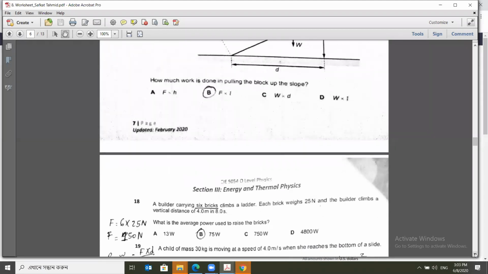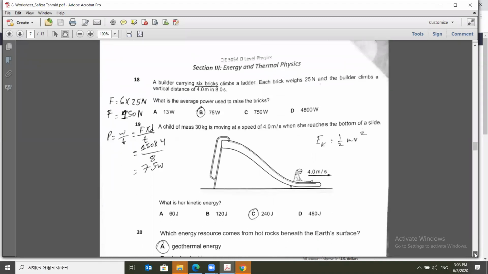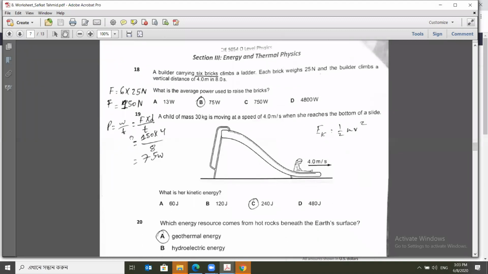Then next, 18. Shimanto, continue. A builder carrying 6 bricks climbs a ladder. Each brick weighs 25 Newton, and the builder climbs a vertical distance of 4 meter in 8 seconds. What is the average power used to raise the bricks? A 13 watt, B 7,000 watt, C 4,800 watt.